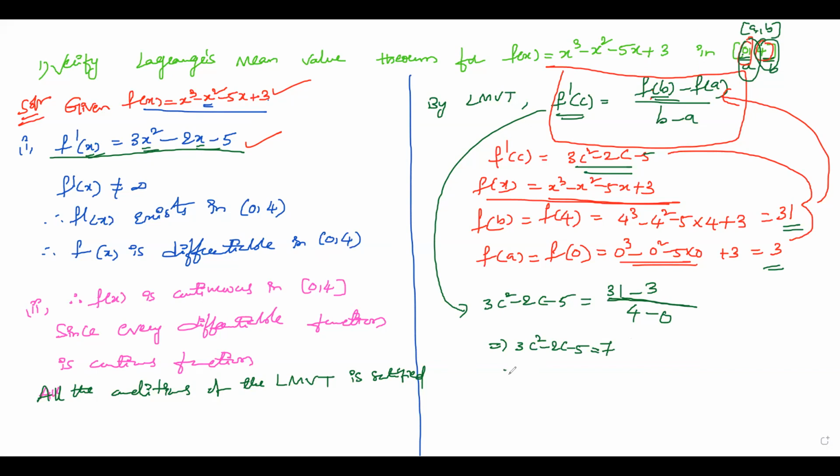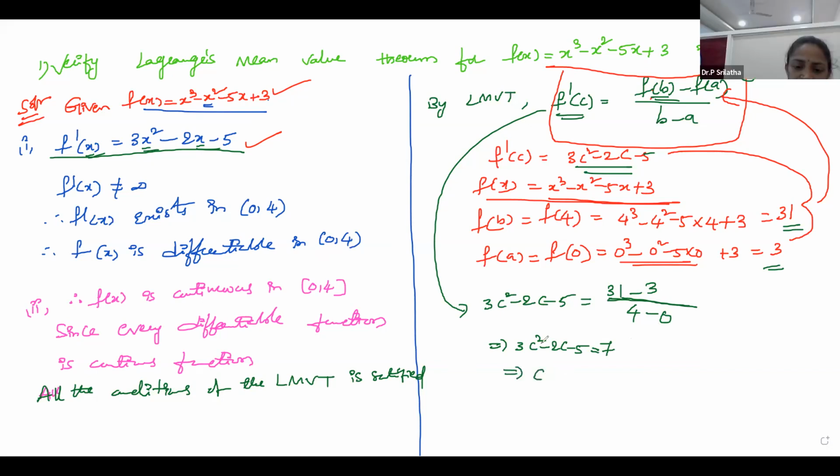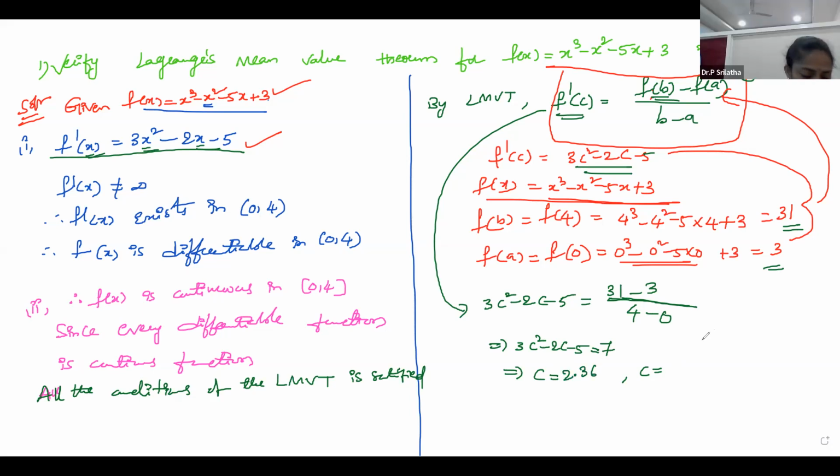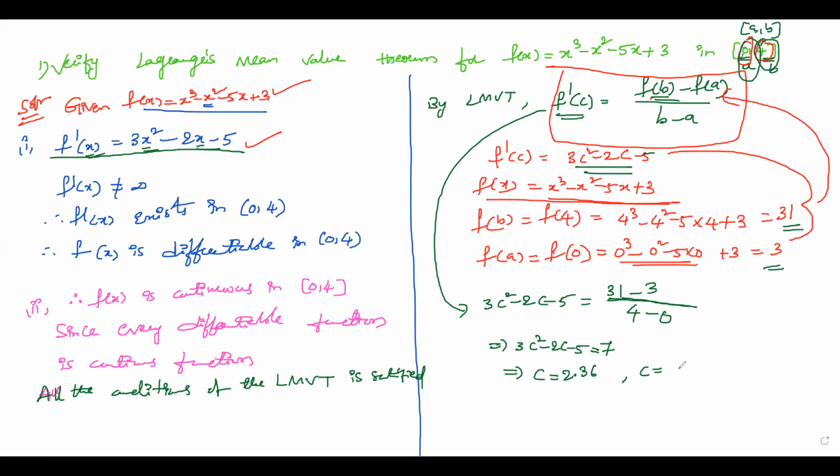Now tell me what is the value of C. Here a square is there, so the degree is 2, and that's why you will get 2 roots. If you know Rolle's theorem, then Lagrange's mean value theorem and Cauchy's mean value theorem will be easy. So what is the C value? 2.36 and minus 1.69.